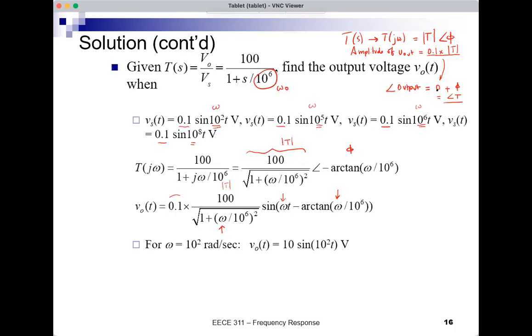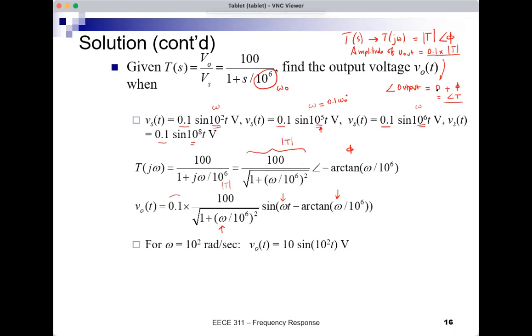Let's go to the next frequency, which is 100,000. And here at 100,000, this is this value here. Omega, if it's 100,000, is 0.1 omega 0. 10 to the 5 is 0.1 times 10 to the 6. So at this frequency, omega is 0.1 omega 0. It means that we're still at some low frequency, 10 times lower than omega 0, a decade below. So the magnitude of T should still be around the low frequency value, maybe a bit less than 100, but should be around 100.